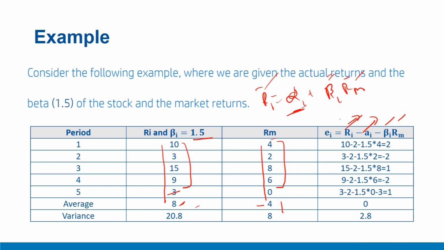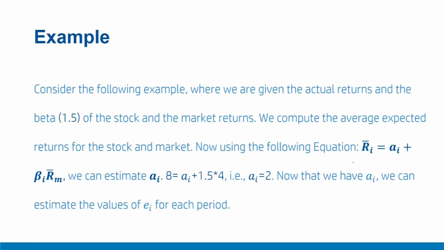Beta is known and Rm is known. So you can compute the residuals also and define the model completely for each period. Using this equation, we can solve for alpha i to get alpha i as 2%. I am referring to alpha i or alpha interchangeably. Now that you have alpha i, you can estimate the values of ei as we discussed.